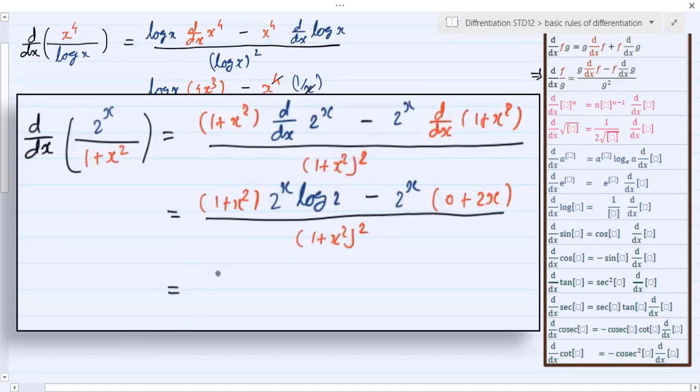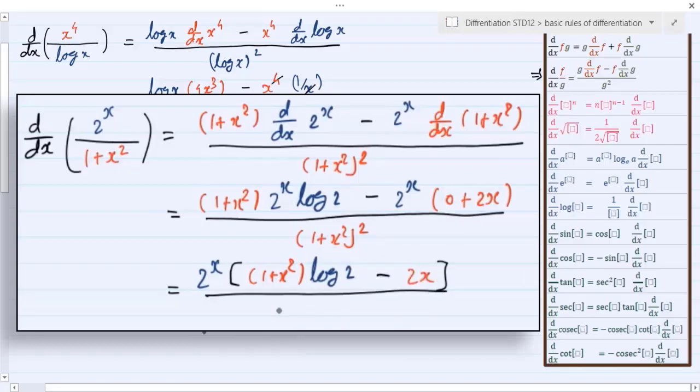If you want to simplify more, you can take 2^x common. So the remaining term in the first term will be 1 plus x^2 into log 2, minus from the second term, the remaining term is 2x, upon 1 plus x^2 the whole square will be as it is. Ta-da!